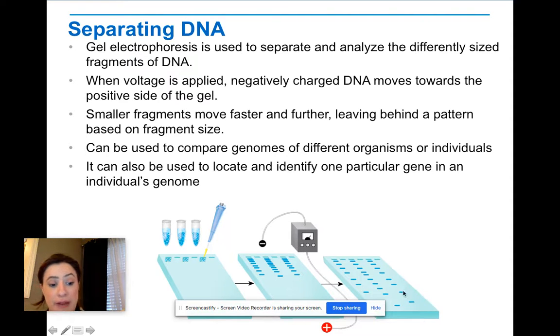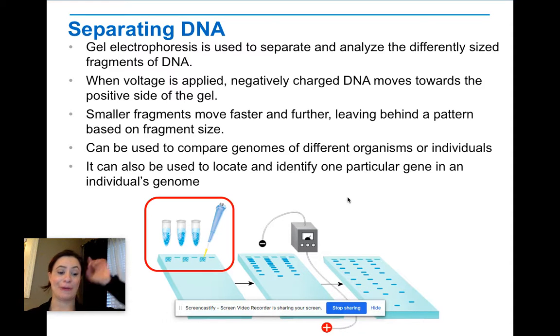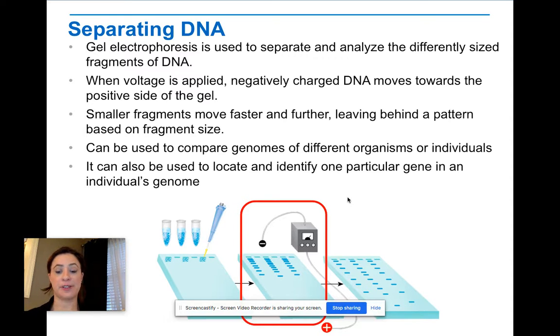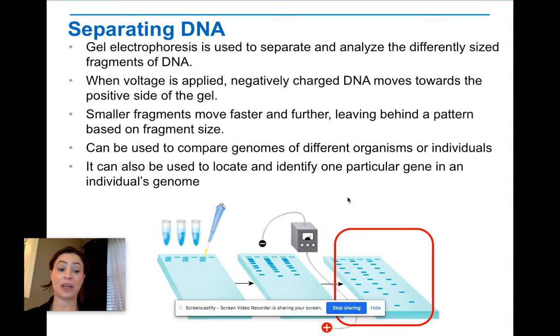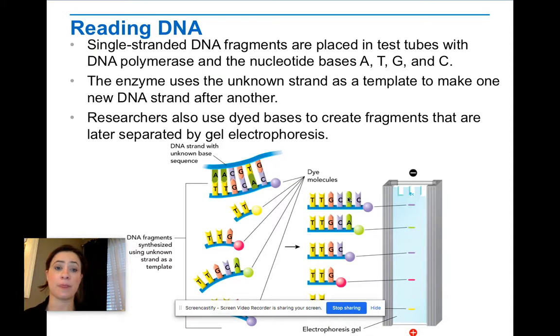And then what we're left with is this banding pattern. We can use that to compare the genomes of different organisms and individuals, as well as to identify a particular gene in an individual's genome. This actually takes several hours to do. So here's where we load the DNA, apply the charge, and after several hours, you see the pattern. We actually apply a stain to it to see it. You can put it under UV light to see it better as well.